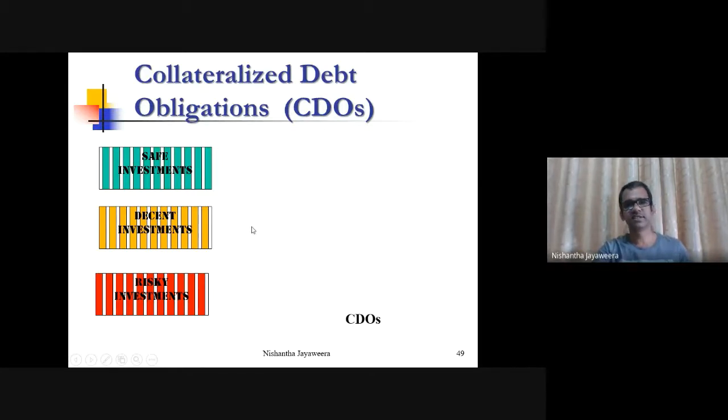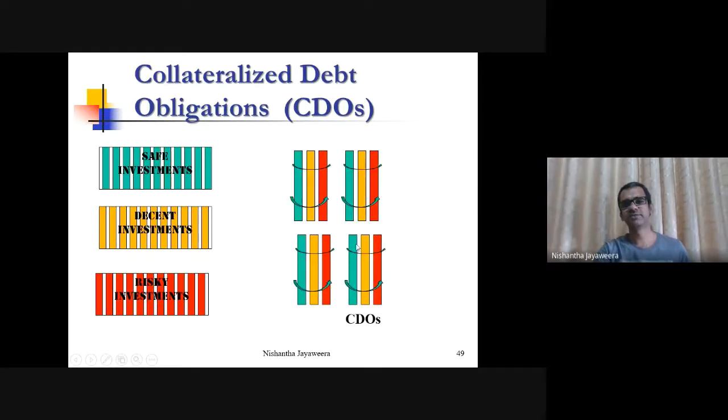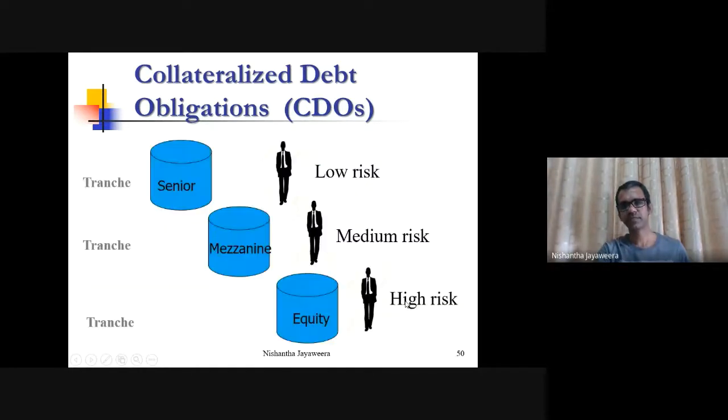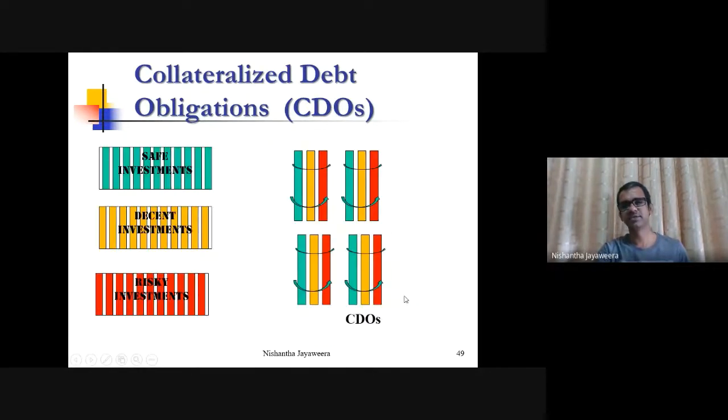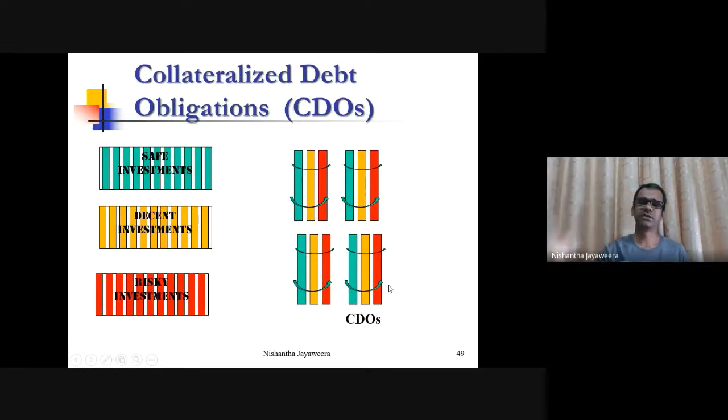Then they take part of the safe investment, part of the decent investment, and part of the risky investments, and create different bundles. These bundles we call collateral debt obligations. Then they sell those bundles to the investors who can buy.